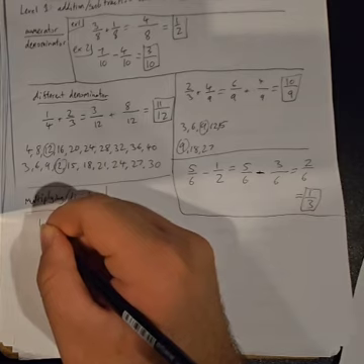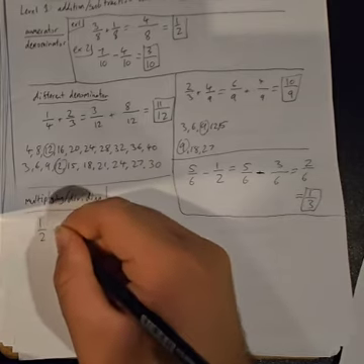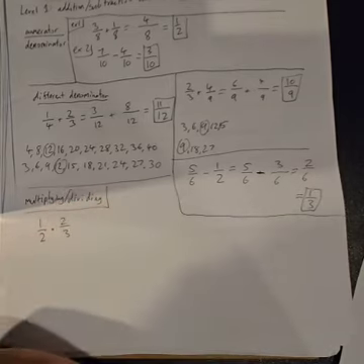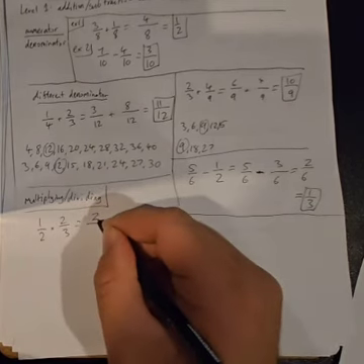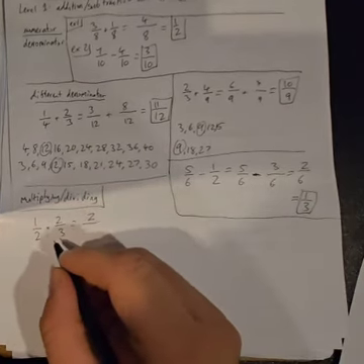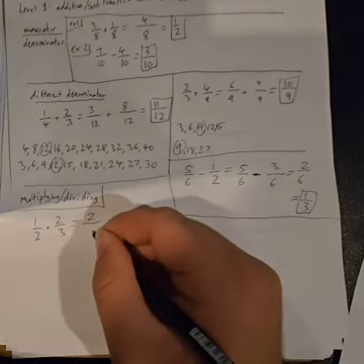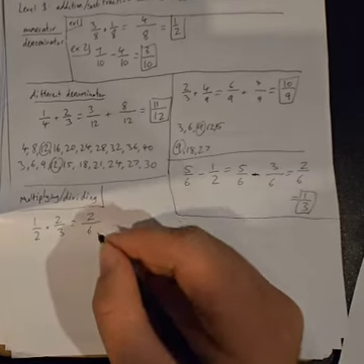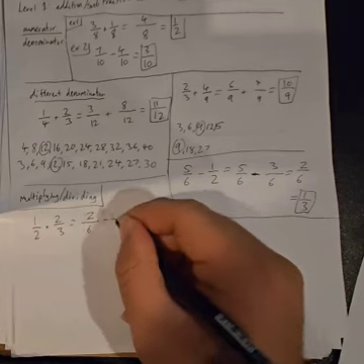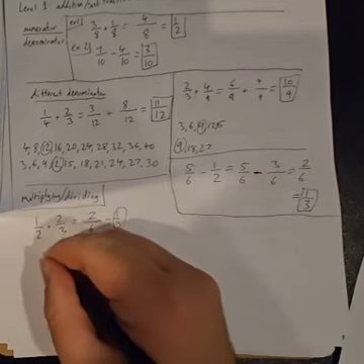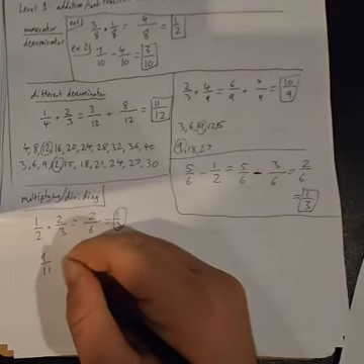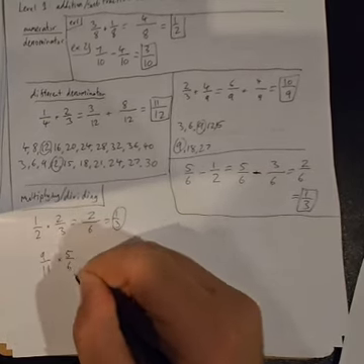Let's say we have 1/2 times 2/3. It's very easy. Just multiply the numerators 1 and 2, that goes in the numerator, and multiply the denominators 2 and 3, and that goes in the denominator. 2/6. But as we know, that simplifies to 1/3. That's it. It's super easy. Another one. Let's do 9 over 11 times 5/6.